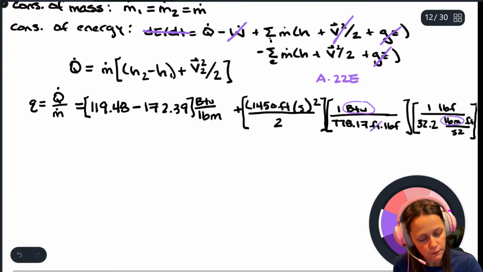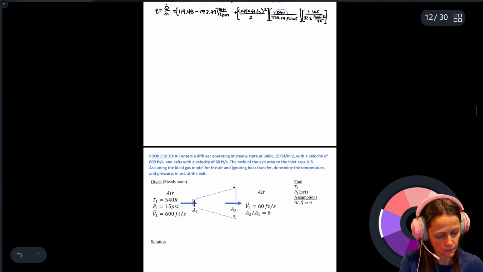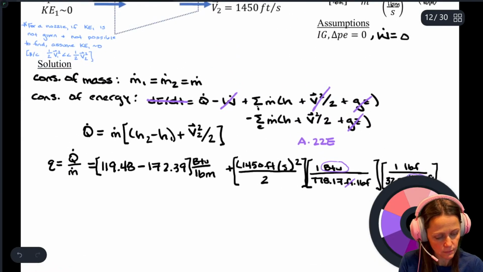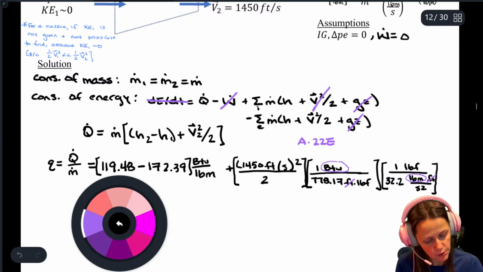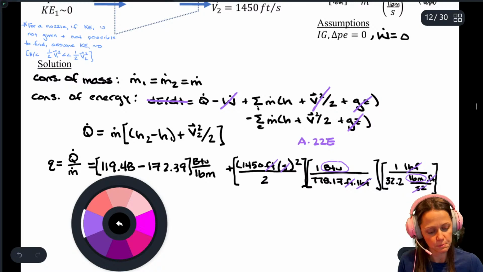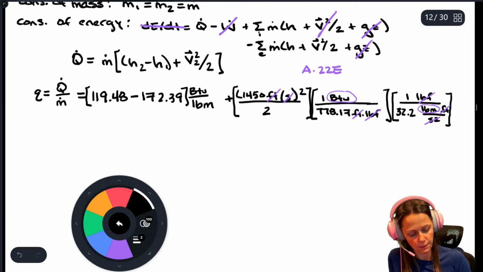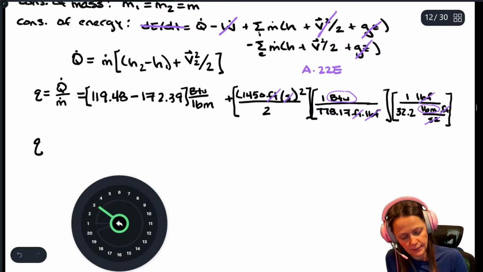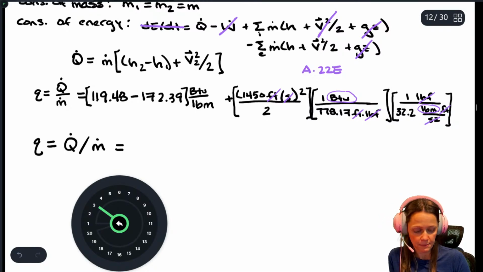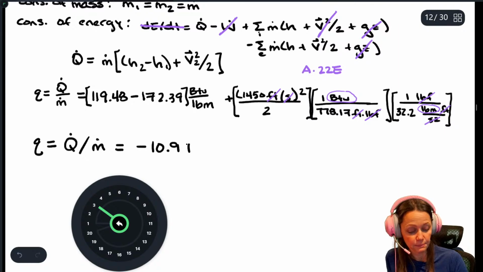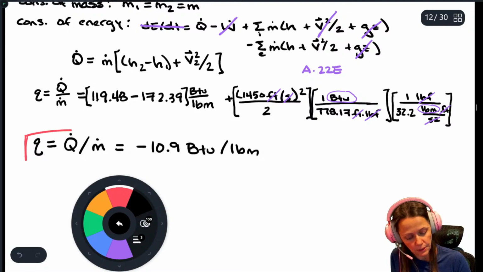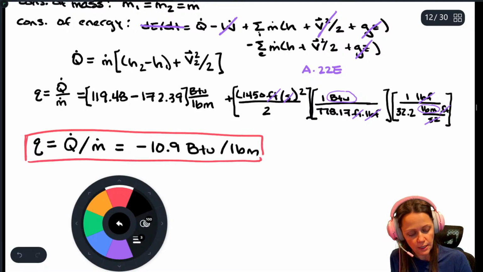So I have foot squared, second squared, pound force, and I think that will make my units work out the way that I want them to. All right, so little q, which is q dot divided by m dot, ends up being negative 10.9 BTU per pound mass.